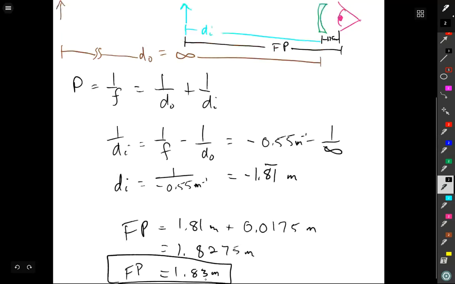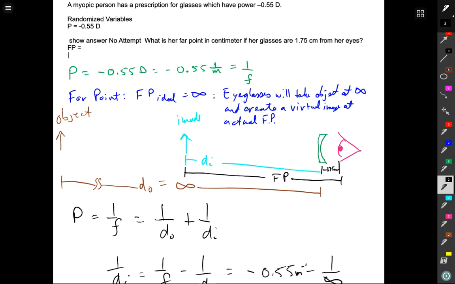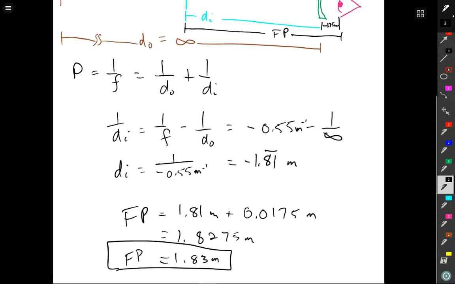And you know what? You don't need eyeglasses if your vision's that good. If you can see clearly out beyond a meter, you don't need eyeglasses. Basically, that's about where my far point is. I do need them a little, like at nighttime driving, maybe. But yeah, her far point here is 1.83 meters. She really doesn't need them. Do you understand, Michael? Yes.